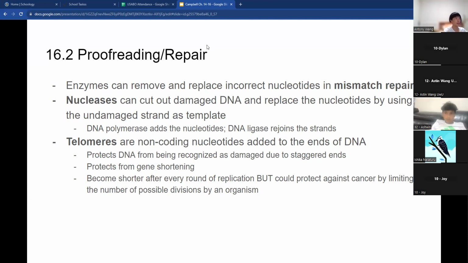This is an example of inherent, what should I call it? Inherent, the polymerase has a self-proofreading function.